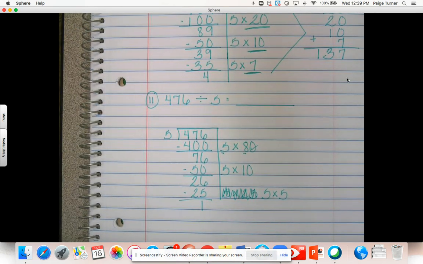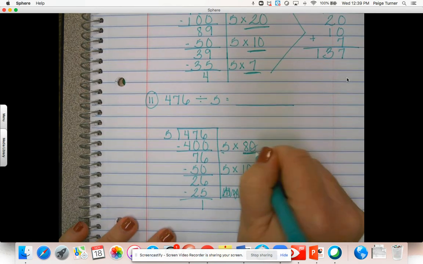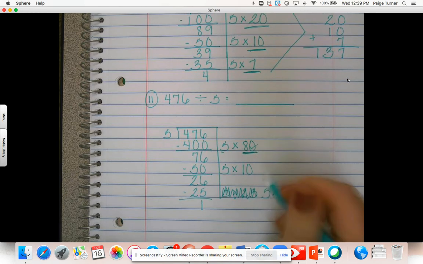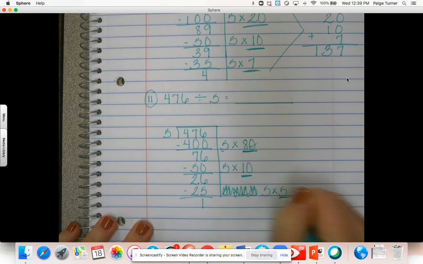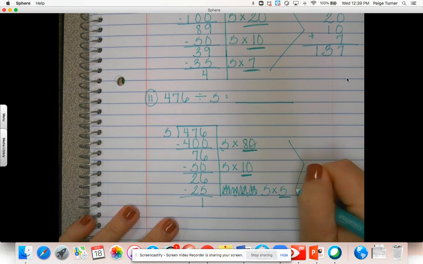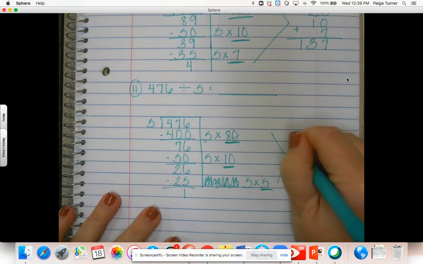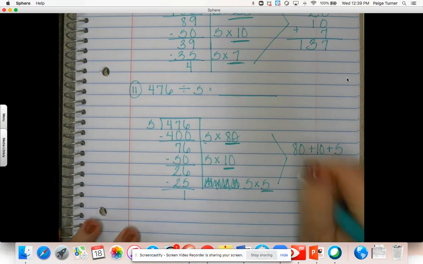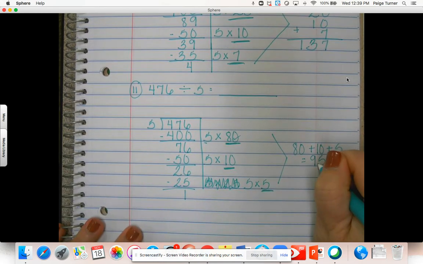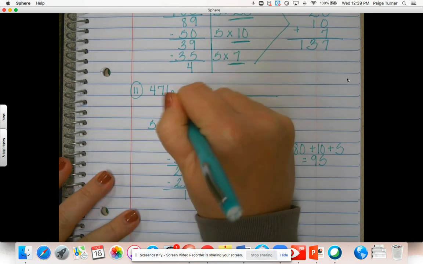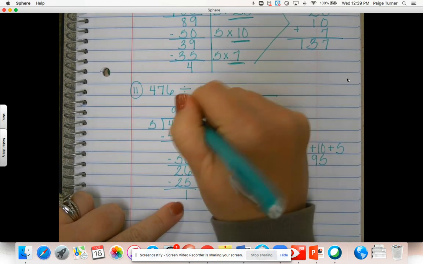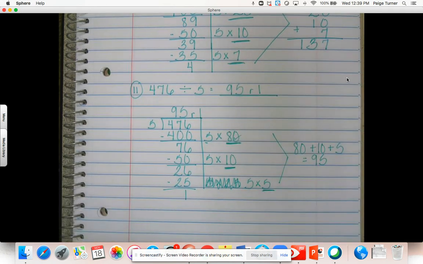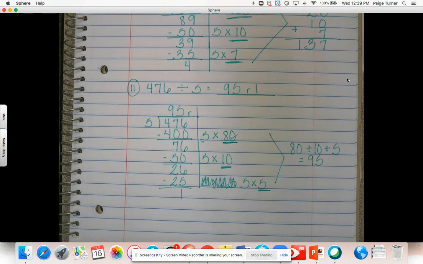So then that gives us all of our partial quotients. So we've got 80, 10, and 5. Those are all of our partial quotients. So then to get the final answer, we would just do 80 plus 10 plus 5. And that, of course, is going to equal 95. So we have a quotient of 95. Don't forget your remainder. We have 1 left over. So 95, remainder 1. Okay, 95, remainder 1.